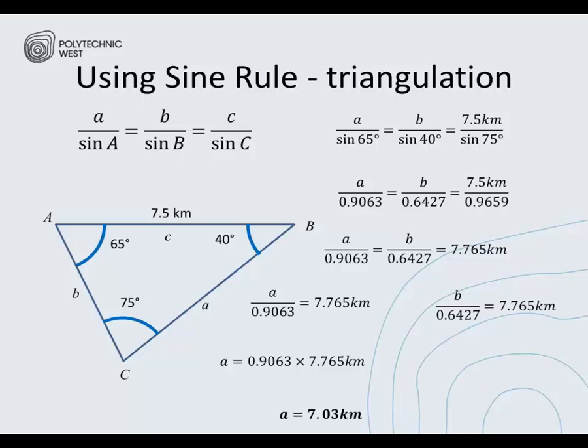Now, doing the other bit, b divided by 0.6427 equals 7.765 kilometers. Getting the b by itself and calculating, I find that the distance between myself and Cape Flaming is about 5 kilometers. So that's using the sine rule to calculate distances.